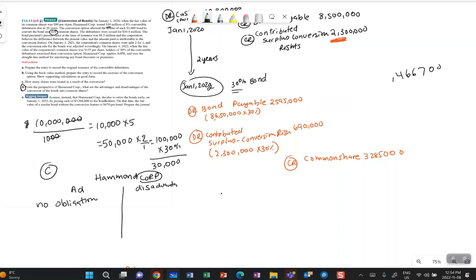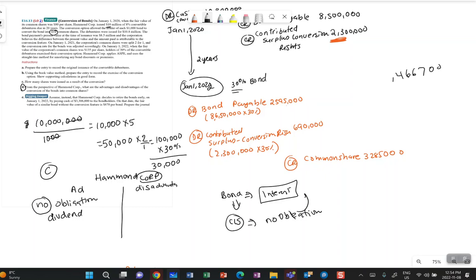If you have a bond, what we have to do is make interest payments. As soon as the bond is converted into common shares, we have no obligation to pay them the bond interest. Here we have an obligation to pay them the interest. When you have common shares, we don't have an obligation to pay them the dividend. So from the Hamid Corporation point of view, they had no obligation.